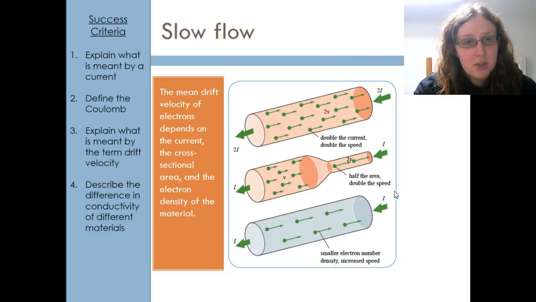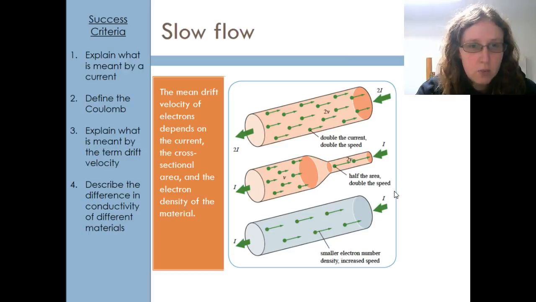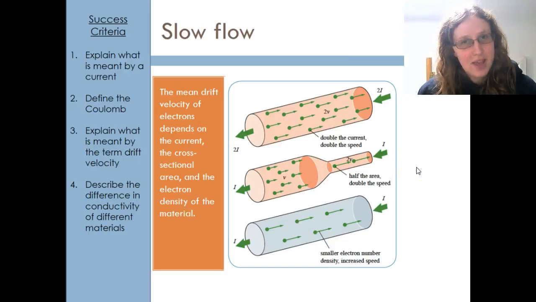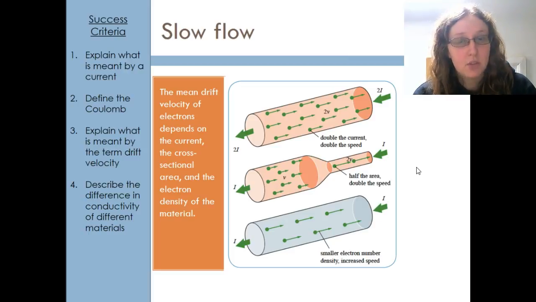So there are things we can do to our wire that can affect our drift velocity. We've got a couple of situations here. Without telling you anything else about the wire, I've got a wire of the same material, but I'm going to double the current through it. How will that affect the velocity?